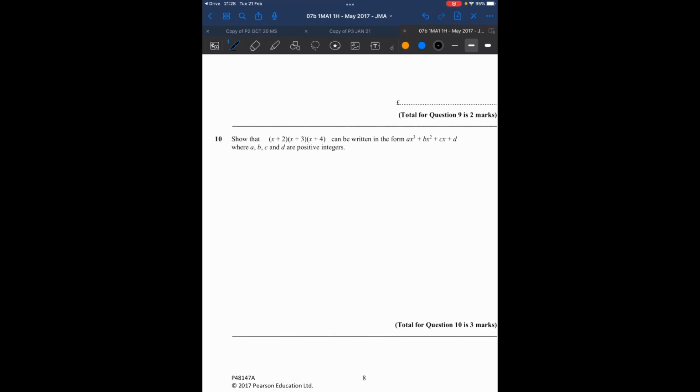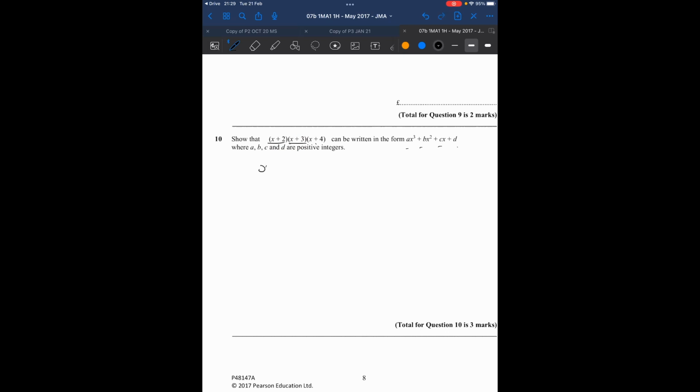Okay, question 10. Show that (x + 2)(x + 3)(x + 4) can be written like this, where these are positive numbers. So how are we going to do this? There's a video I put up here that shows you how to do this, but the idea is you pick any two brackets to start with and you multiply them, you get your answer, and then once you've got your answer, you multiply by the next one.